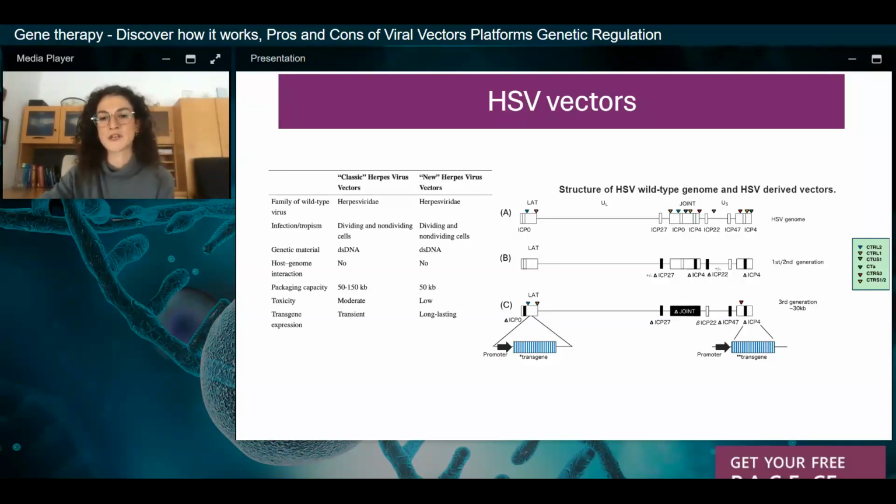On the right, I'm showing the wild-type HSV genome in A that is divided into segments, the unique long and the unique short, separated by the reiterated joint region. And I'm also showing the genes called immediate early genes, especially ICP4 and ICP27, that are required for virus replication. So the first generation of HSV vectors has been developed by deletion of ICP4, ICP27, and optionally ICP22. This vector showed a moderate toxicity and unfortunately also a transient expression of the payload. So in the following slides, we will go through all the new engineering that allowed us to create a safe, non-toxic, replication-defective HSV vector that will allow for prolonged expression of the transgene.